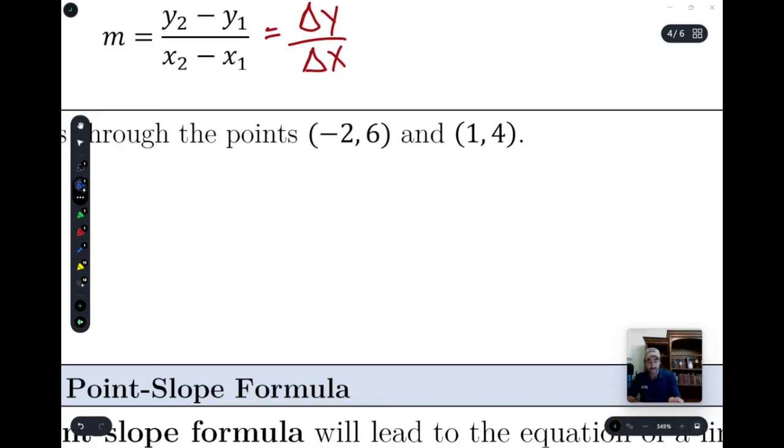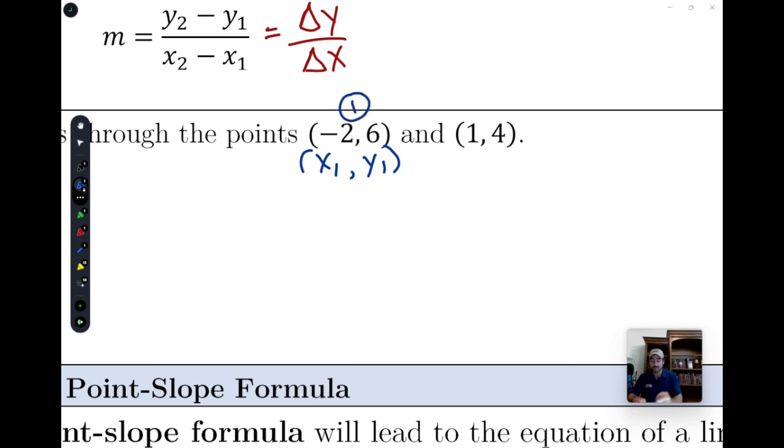So for this, I'm going to label a couple: y1, x1. That's my first term. Then for the second, we're going to go x2, y2, and then we're just going to plug and chug that into our equation and see what we get for our m.